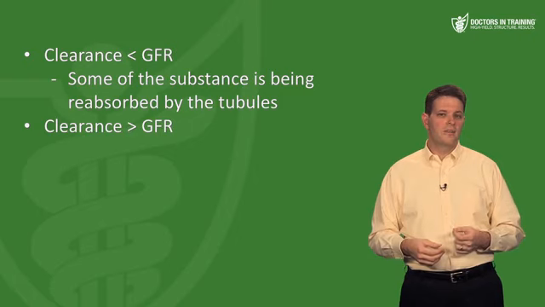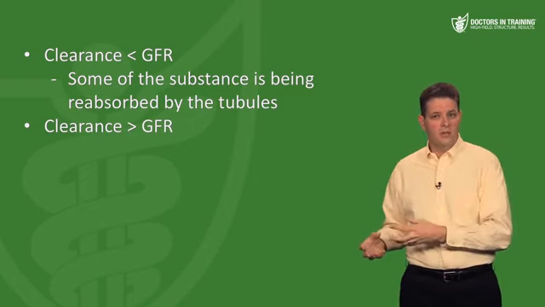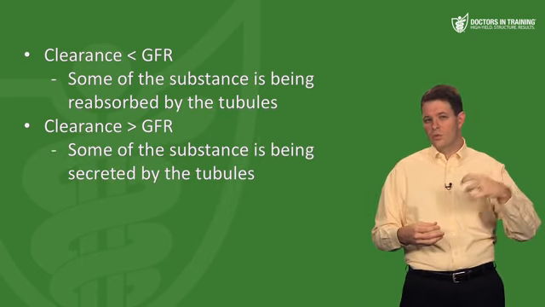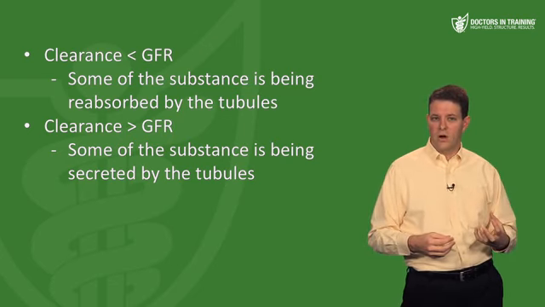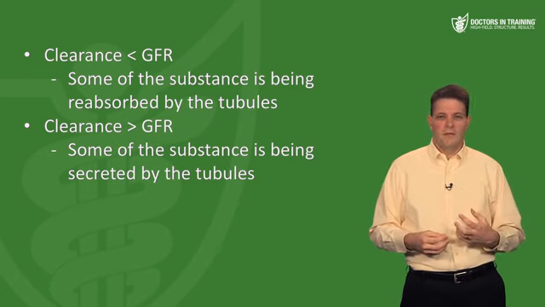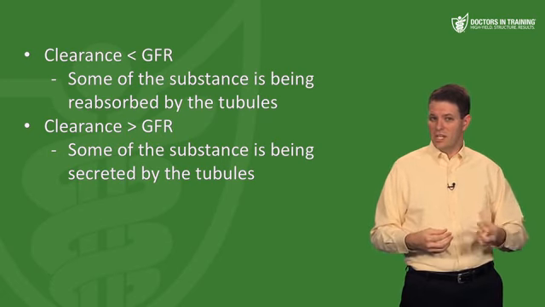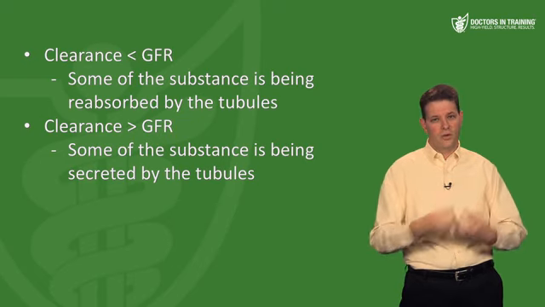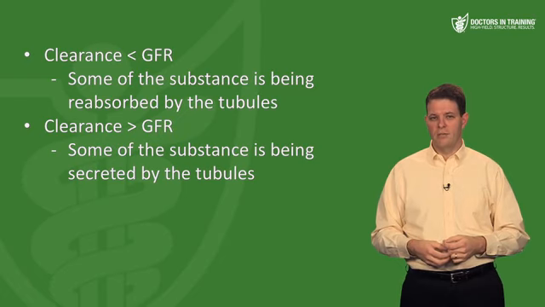And what if the clearance of a substance is greater than the GFR? Well, that means that the substance is filtered at the glomerulus, but some of the substance in the blood that goes to the tubules is also being secreted by the tubules into the filtrate. So when the clearance is greater than the GFR, that means you have net tubular secretion of that substance. So even if some of the substance makes it through the glomerulus without being filtered, it still has a chance to get into the urine because the tubules can take that substance out of their own blood supply and then secrete it into the filtrate. So again, that means that the clearance will be greater than GFR.